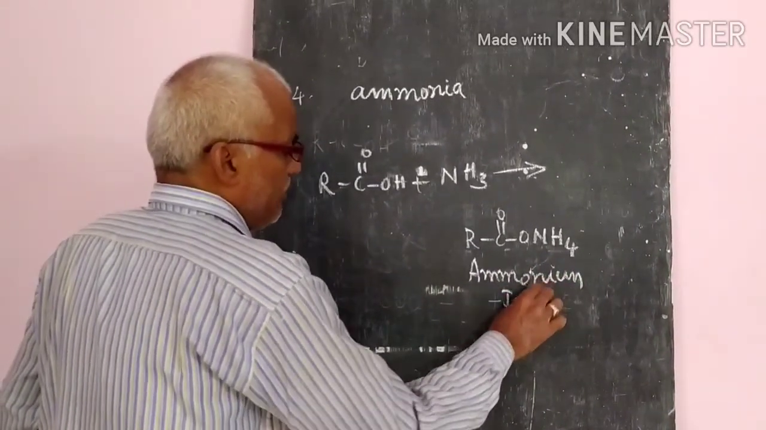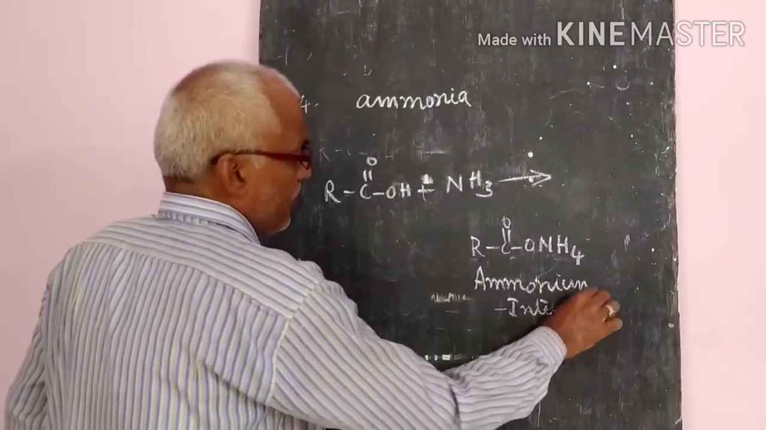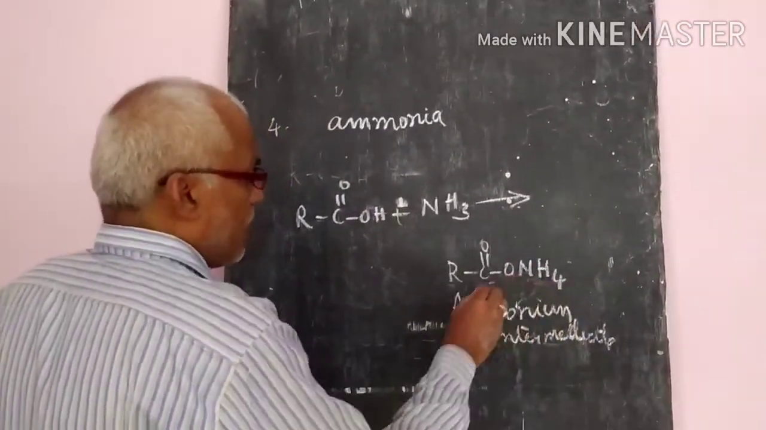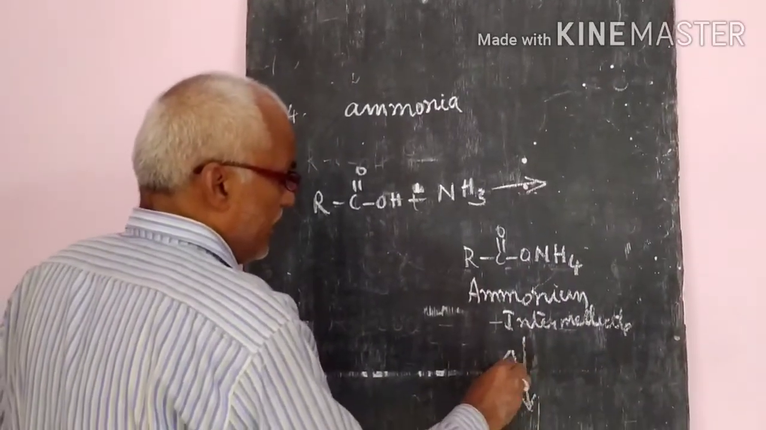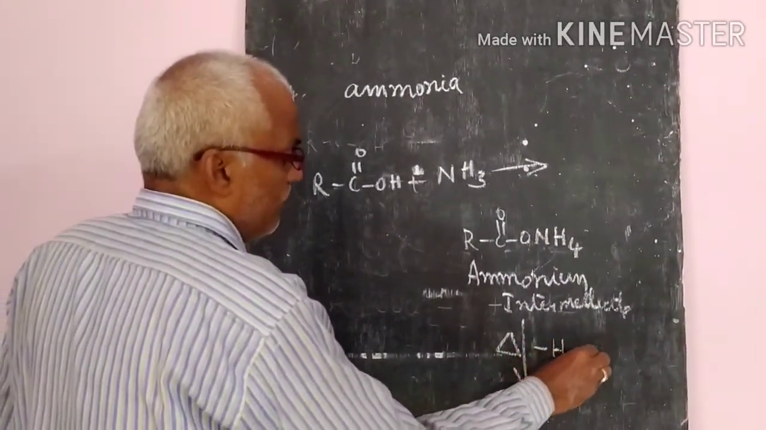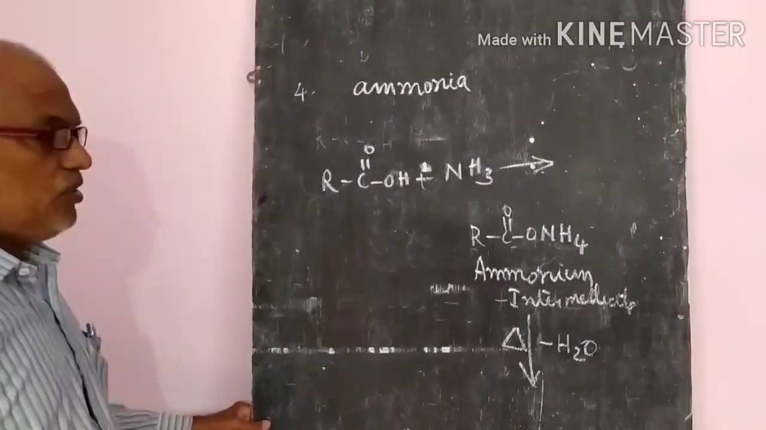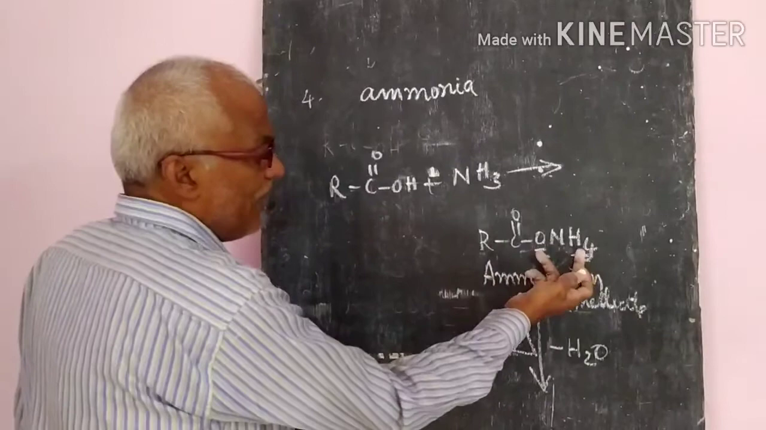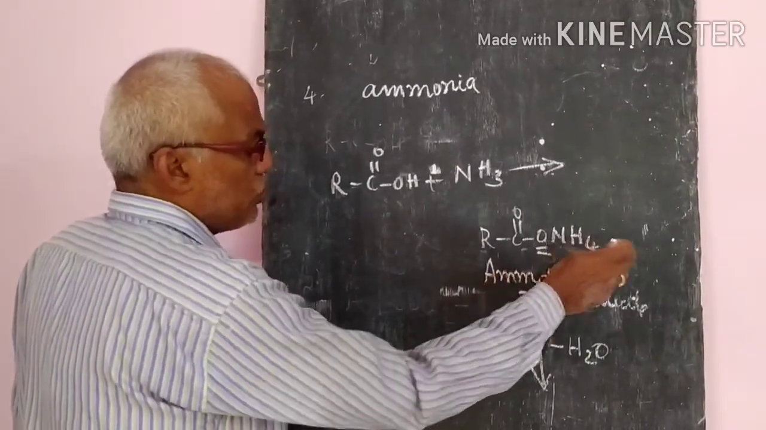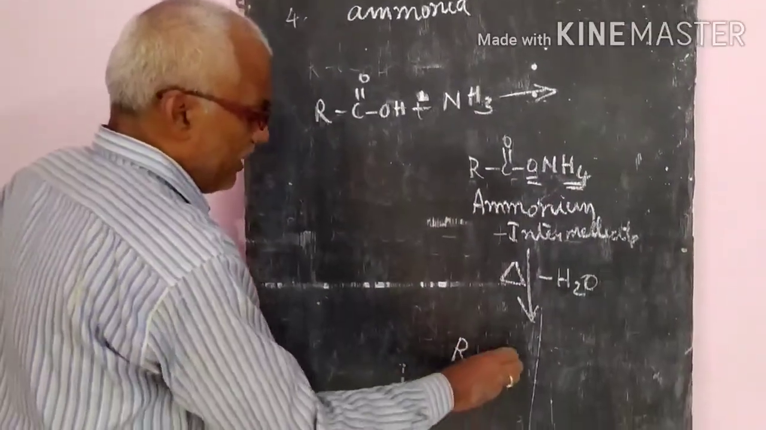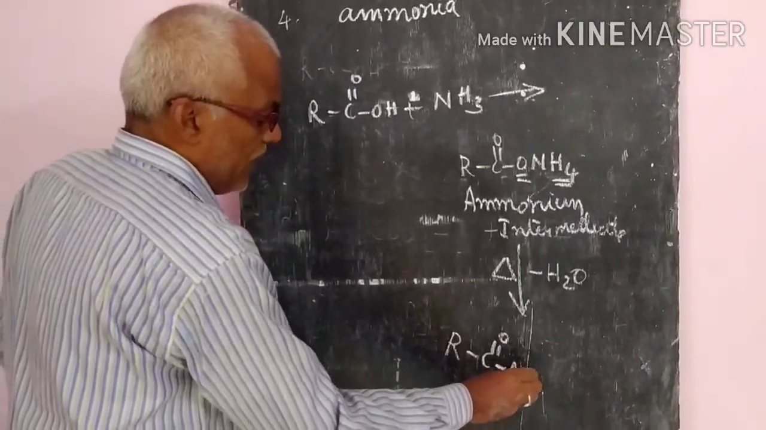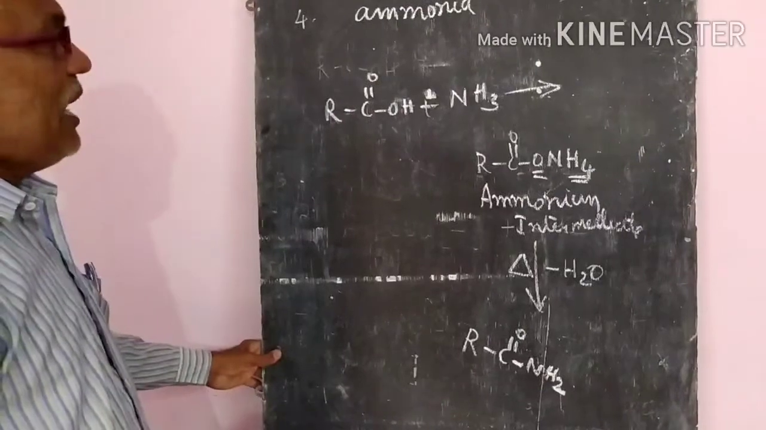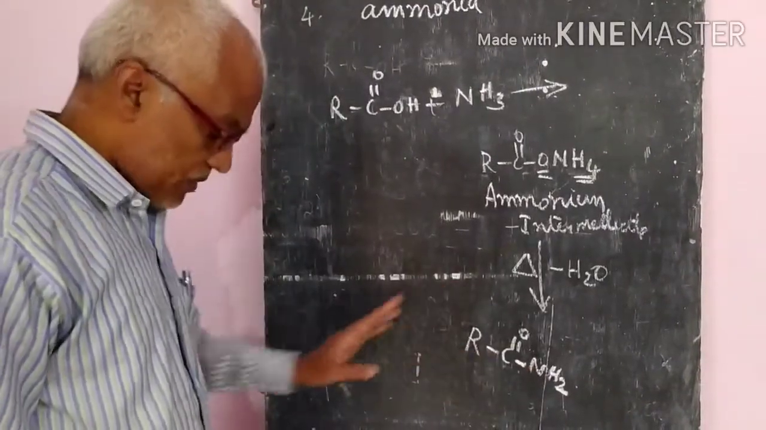Ammonium intermediate will be formed. Then if you heat it further, with strong heating, a water molecule will be removed. Sir, where will it be removed? Here there are four hydrogens, and here there is one oxygen. Two hydrogens from this and the O, that is H2O, will be removed, and you will get a product of RC double bond O NH2. That means amide molecules will be formed.